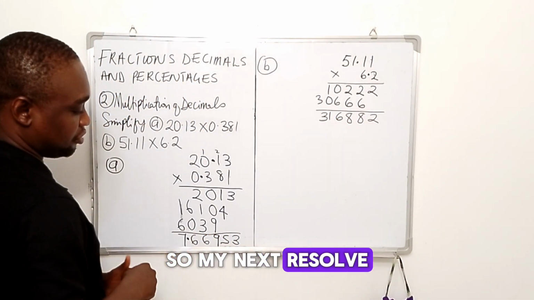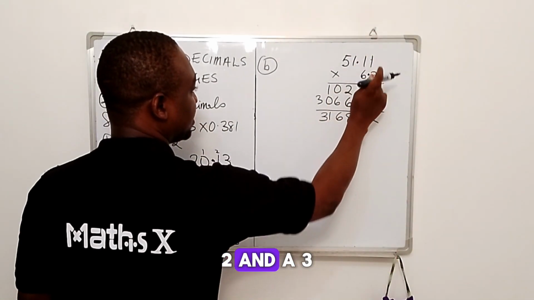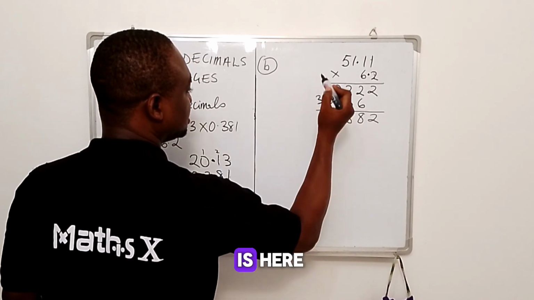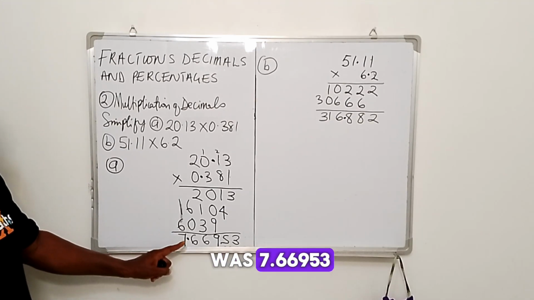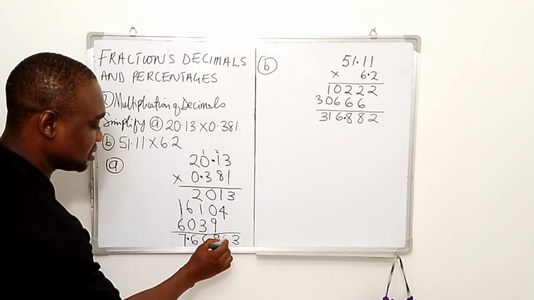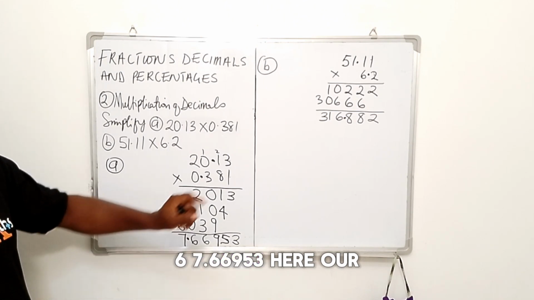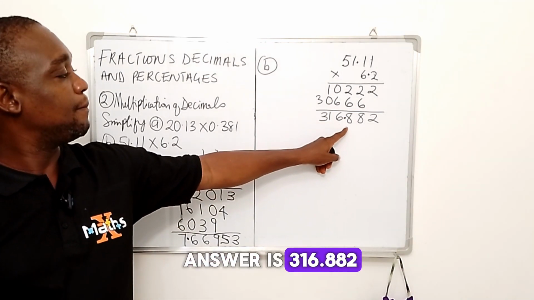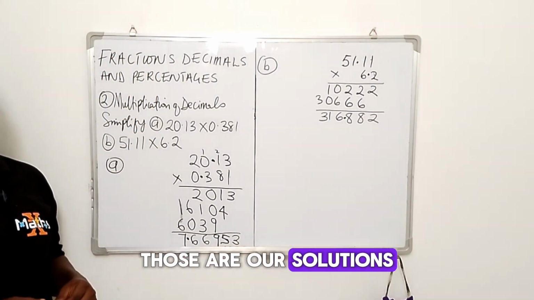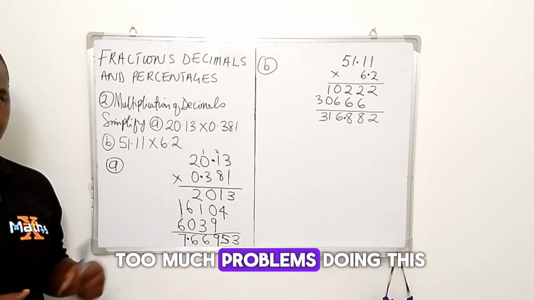So my next resolve is to count the number of digits after the decimal points. We have 1, 2, and a 3. So we start from our right hand side to count. 1, 2, 3. So the decimal point is here. So here my answer was 316.882. For part A, our answer is 7.66953. This is a 5, not an S, please. So those are our solutions to multiplication of decimals. I trust you should not have too much problems doing this.